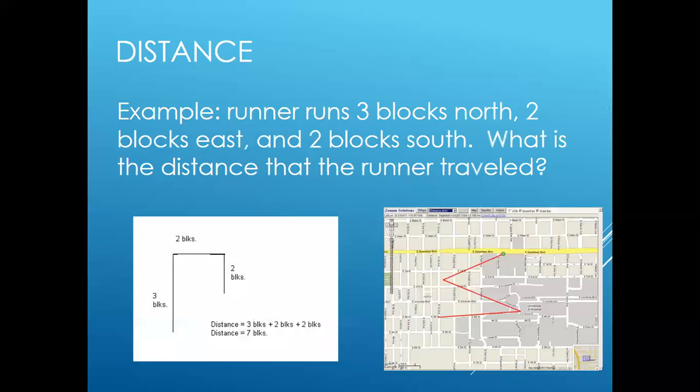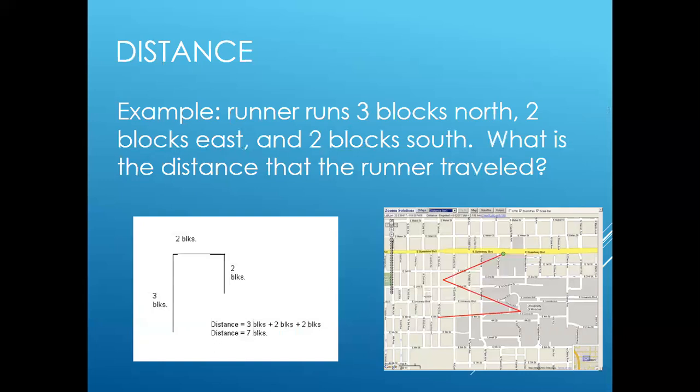If we have a runner that runs 3 blocks north, 2 blocks east, and then 2 blocks south, which is the left picture there, and we ask what is the distance that the runner traveled, we simply add up the number of blocks, right? So they ran 7 blocks. It has nothing to do with how far they went in a straight line path. It has to do with literally the path they followed.